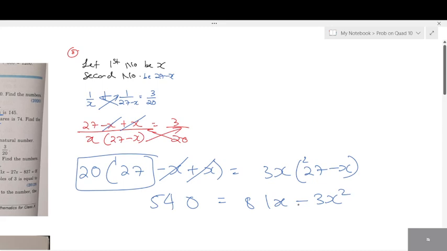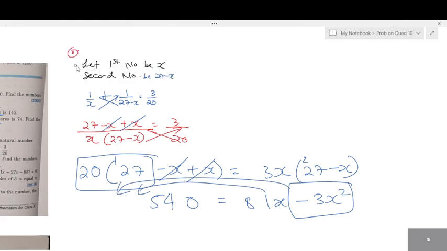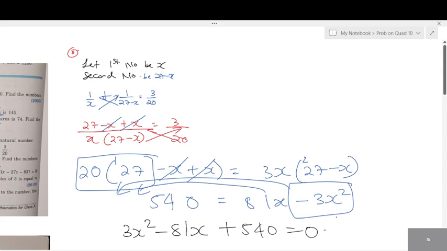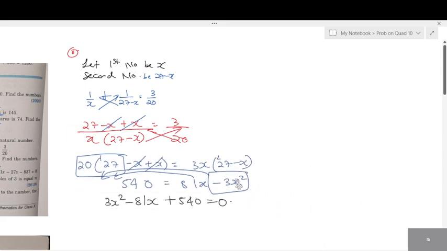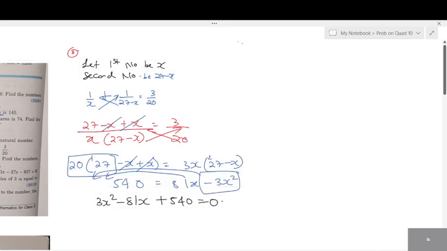Then arrange this. Look, whichever term has degree 2 should not be negative, students. It should always be positive. So what you do, shift both to the left hand side. You get 3x square minus 81x plus 540, and on the right it is actually 0. This is the equation you get.